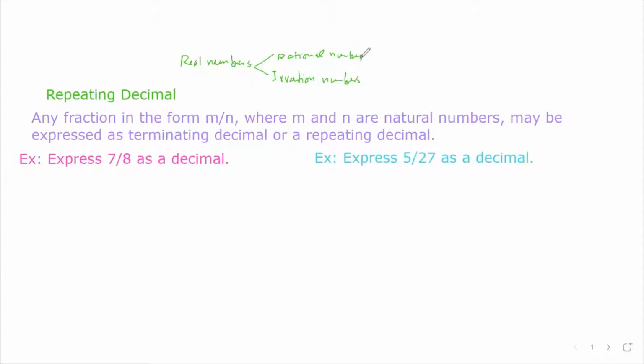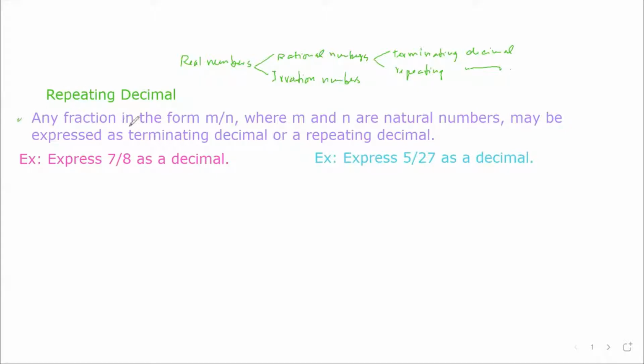And within rational numbers, does everyone still remember, we have two kinds of decimals. One is the terminating decimal and the other is the repeating decimal. Okay, so today I want everyone to learn about the repeating decimal.